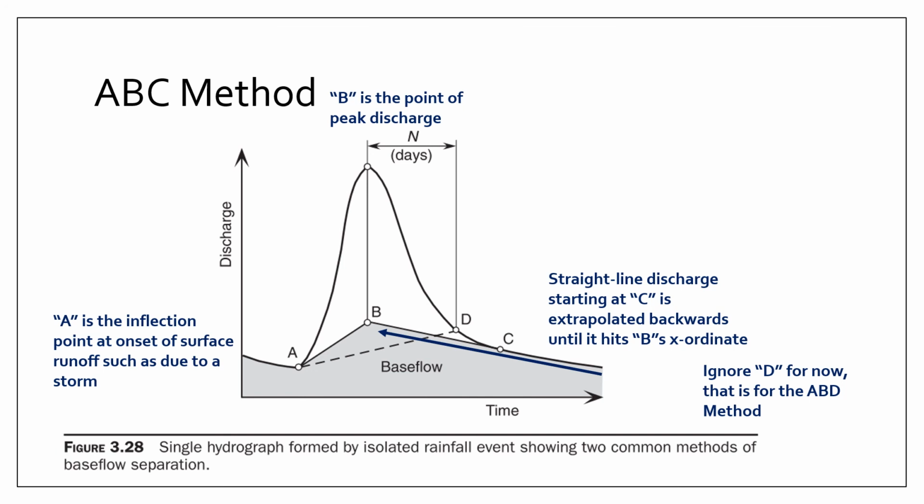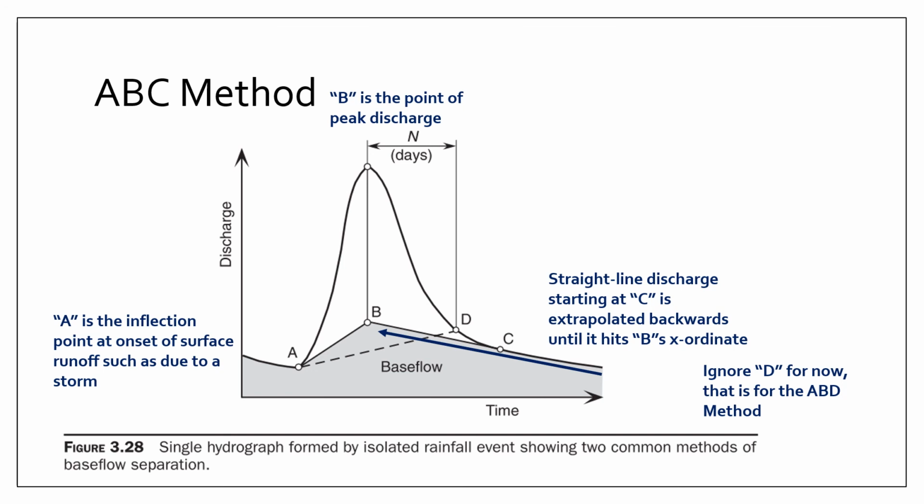Right, let's discuss the ABC method. So this is your hydrograph. This black line is a plot of your discharge versus time. So this part is your normal stream flow, and then this part is where your rainfall event starts to influence your stream. So the discharge spikes. It goes very high, and eventually it wanes down until it reaches its normal stream flow levels.